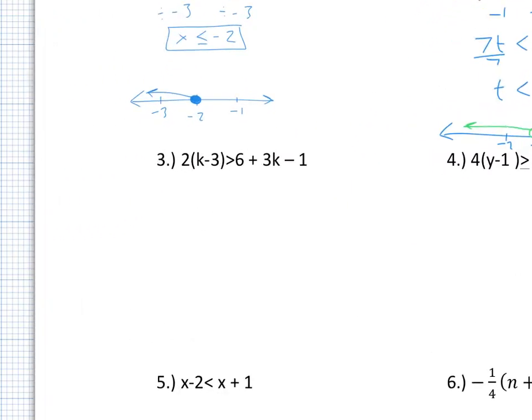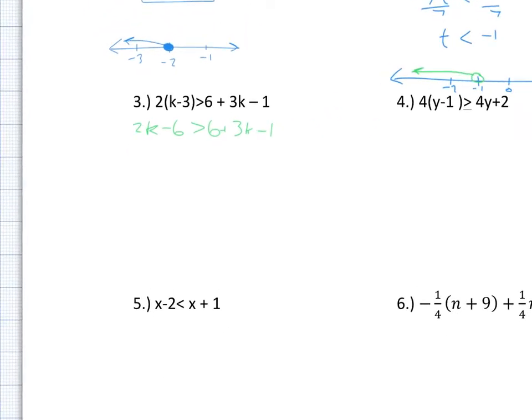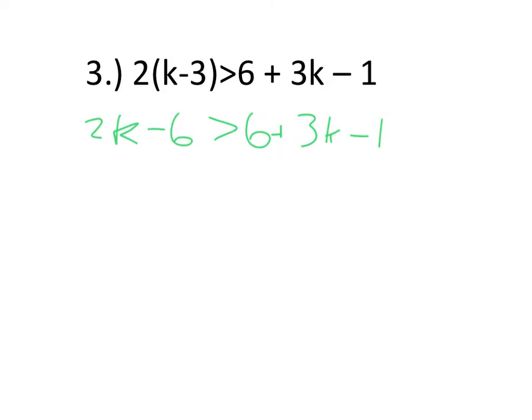Okay, number 3. We got to do a little bit of distributing here. So I get 2k minus 6 is greater than 6 plus 3k minus 1. By the way, I'm going to do these next two, and then I'm going to have you try 5 and 6. Okay, so on this one, notice how I have 3k. Well, I've got a little bit more simplifying I can do.